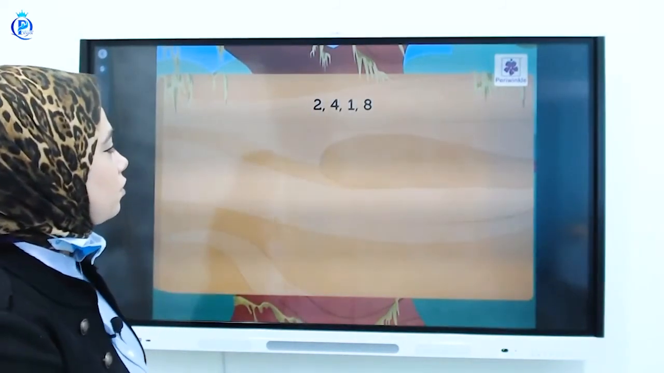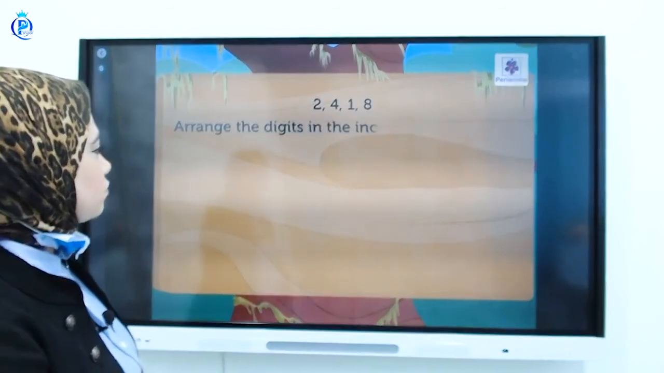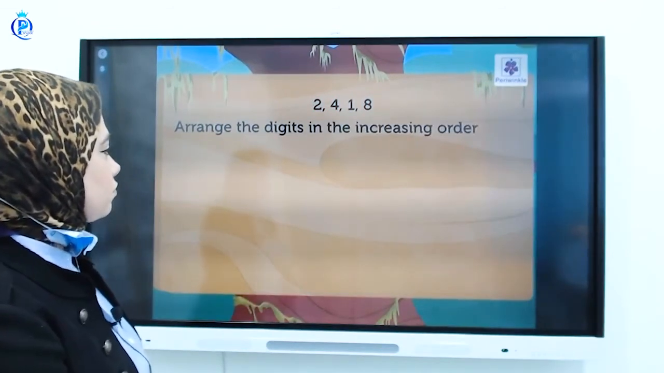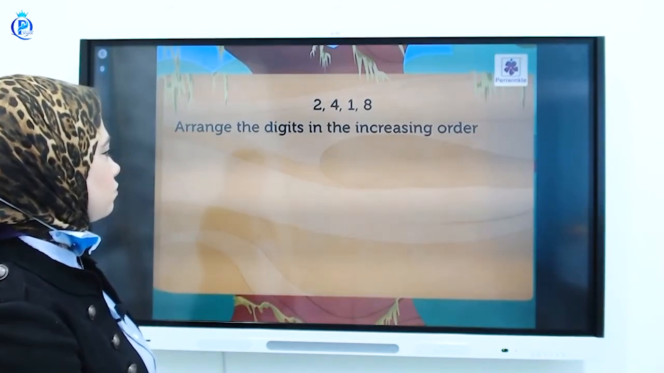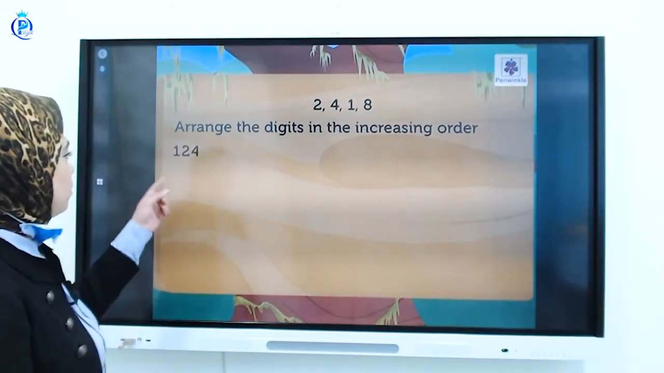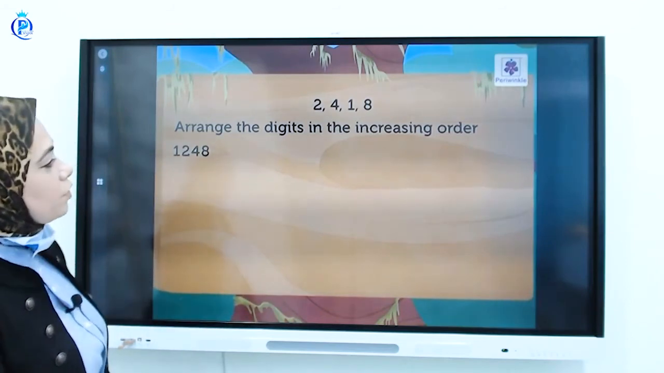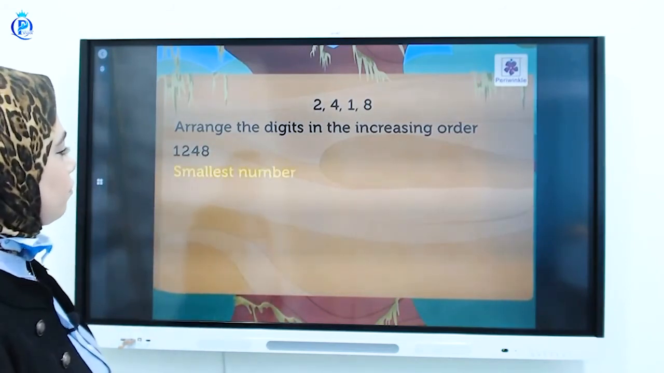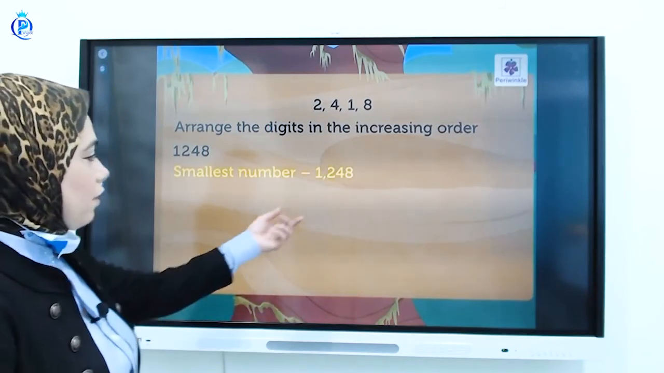So to form the smallest number using these digits, we arrange them in the increasing order. So, we arrange the digits as 1, 2, 4, 8. Okay, this is from smallest to greatest. Thus, we get the smallest number as 1,248. How can I read it?